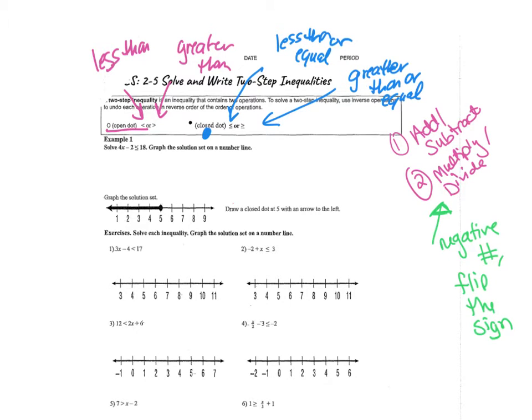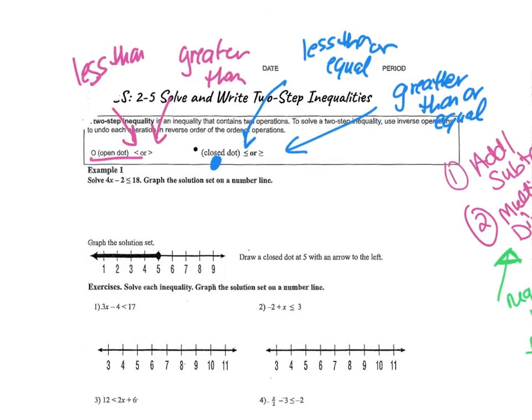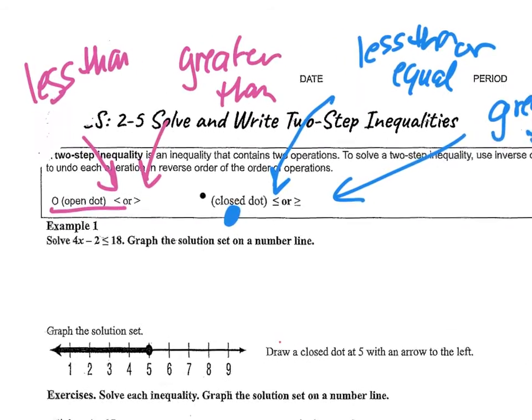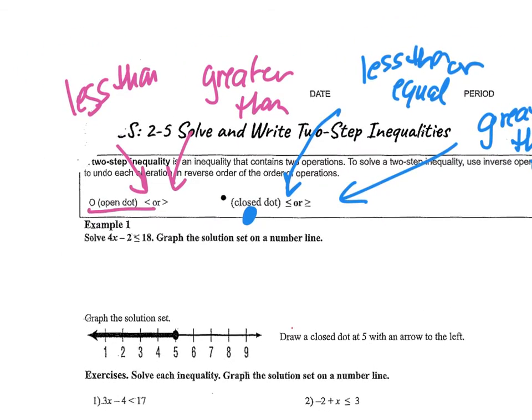Closed dot. Because if it could possibly be equal to, that would mean that whatever your solution is, that number could be an answer. So that's why we would close the dot. Think of closed dot, think about a closed door. You've got that line underneath, you've closed the door. If it's open, no line underneath.